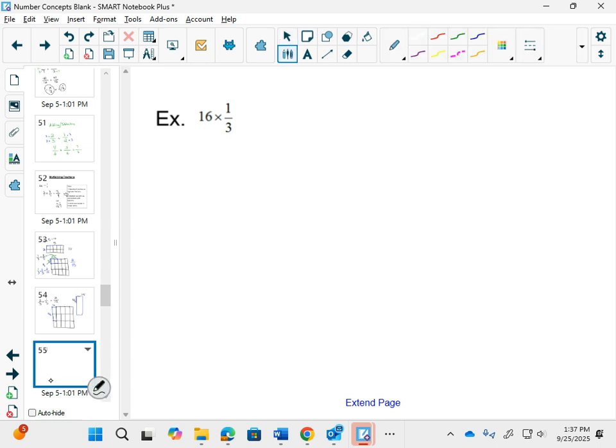Okay. And we have another one. We have 16, which I can make a fraction, 16 over 1, times 1/3. Don't need a common denominator for multiplying; we multiply the tops. You'd have 16 pieces in the end. How big are the pieces? 1 times 3 is 3.